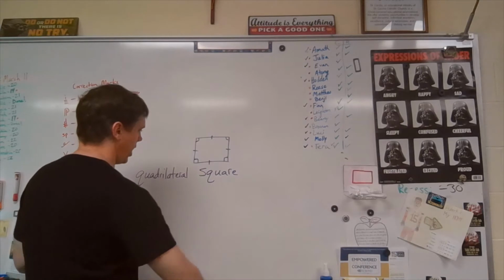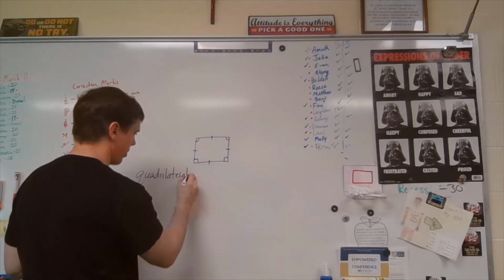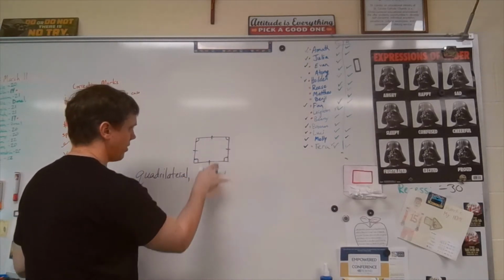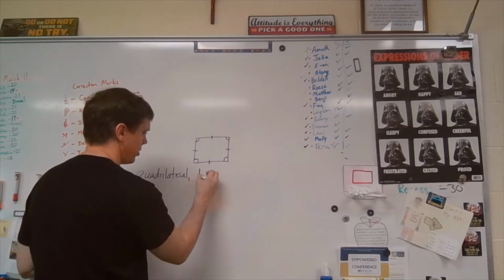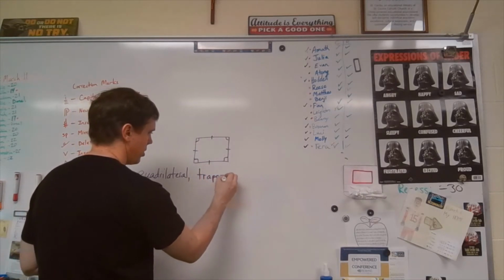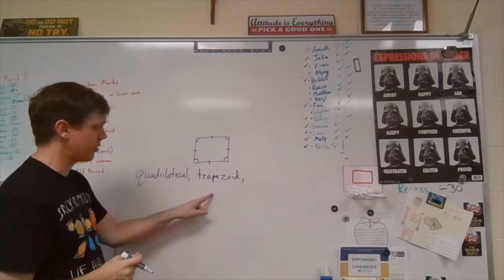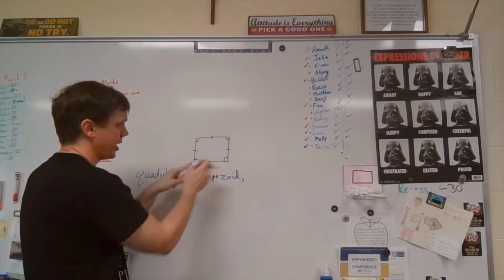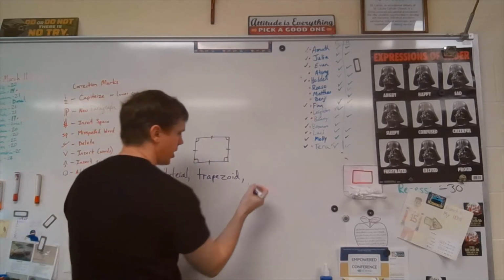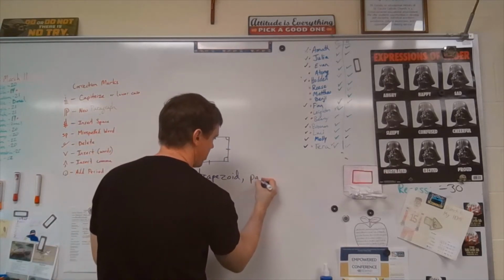Right? And in addition to being a quadrilateral, because it has at least one set of parallel sides, it's also a trapezoid. And it's not just a trapezoid because it doesn't just have one set of parallel sides, it actually has two sets of parallel sides. So that means that it's also a parallelogram.